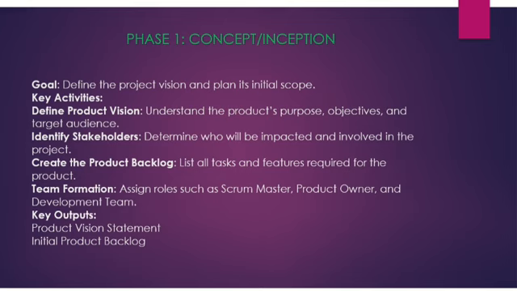Conception and inception. The first phase is conception inception, where the project vision is defined. This phase is about figuring out what the product is going to do, who the target customers are, and what the core features will be. The team will create the product backlog, a prioritized list of all the features and requirements needed for the product. They will also identify the key stakeholders, the people who will provide valuable feedback throughout the project. At this point, roles like the product owner and scrum master are also identified to guide the project.